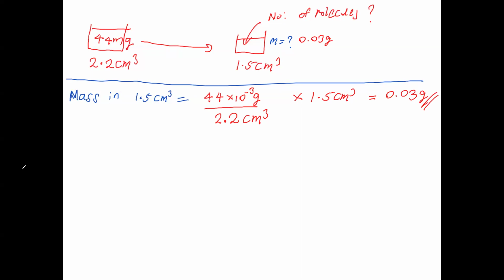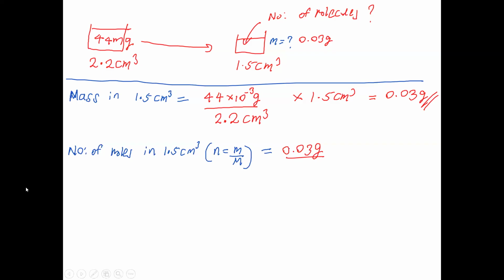Now after finding the mass, the second thing is we need the number of molecules. So for the second part, I should know the number of moles in 1.5 cubic centimeters. What is the equation to find the number of moles? Number of moles equals mass divided by molar mass. That means I need the molar mass of this lidocaine because the mass I have: it's 0.03 grams.